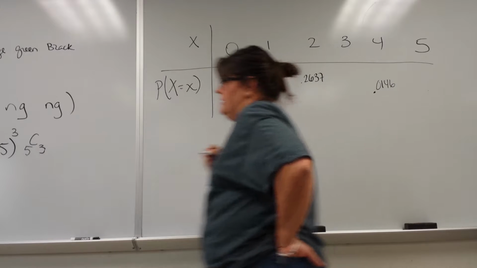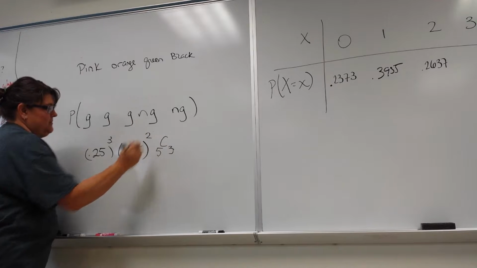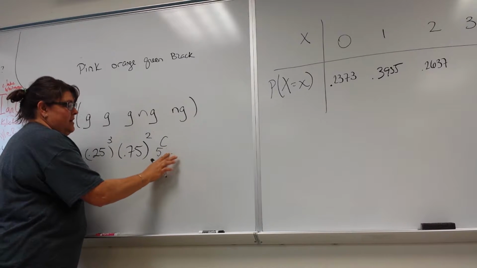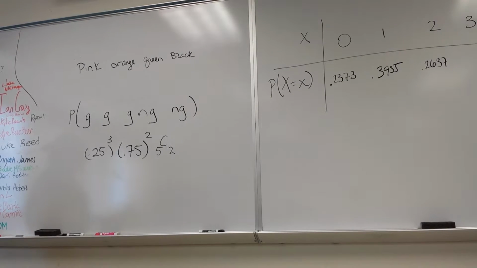Let's do 3. 3 not green, or 3 green. That too. So it's 3 green, 2 not green. I'm just gonna leave it, and then it'd be 5 choose 2. Yeah. 2 or 3 can match. It doesn't matter which one, because it's either green or not green. Yes.